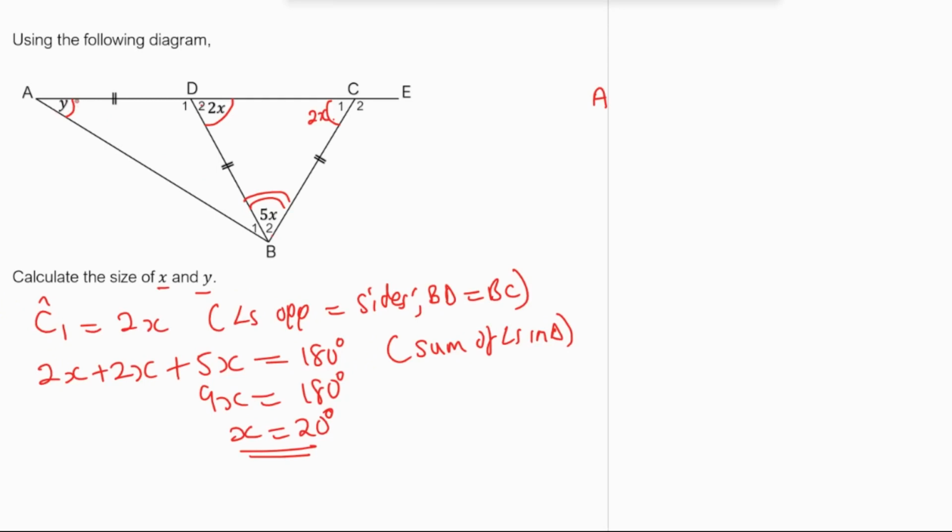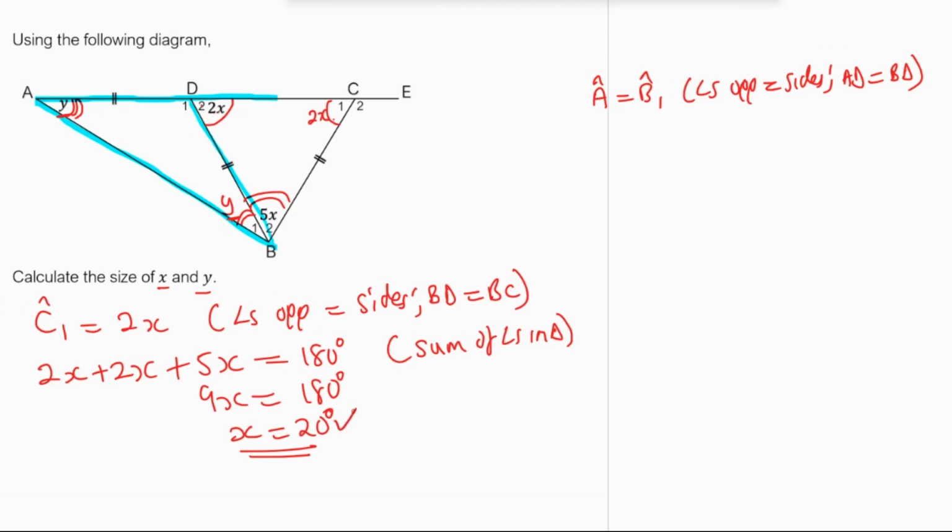In triangle ABD, we can see that angle A is equal to angle B1. These are angles opposite equal sides because AD is equal to BD, meaning that angle B1 is also y. If you check this, angle D2 is an exterior angle of triangle ABD, meaning that if we add the interior opposite angles, which is y and y there, we must get 2x.